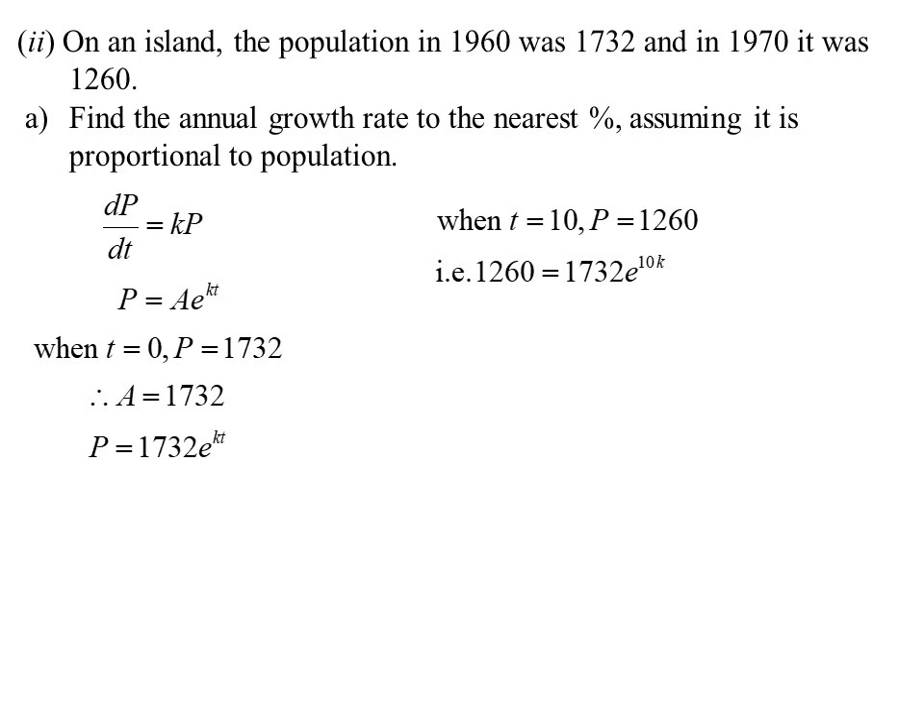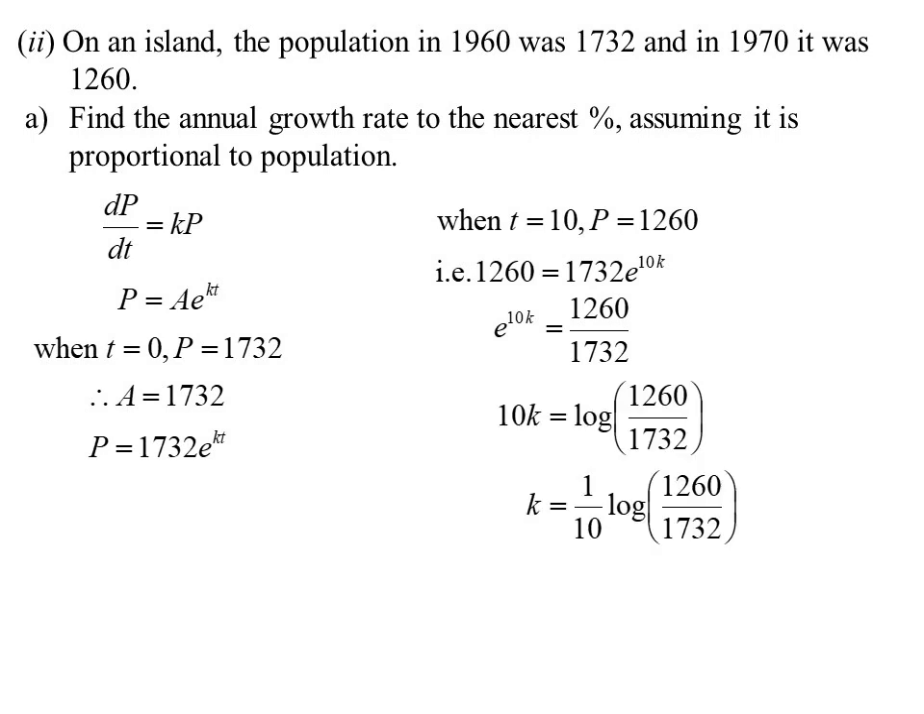Let's make k the subject of this exponential equation. Play around with it, and there is 1/10 the log of 1,260 over 1,732. So we can store that number in our calculator. That's going to be our k. It's roughly negative 0.0318165. So the growth rate is negative 3%. It's actually a decay rate because it's negative. But answering what they've asked for, a growth rate, the growth rate is -3%.